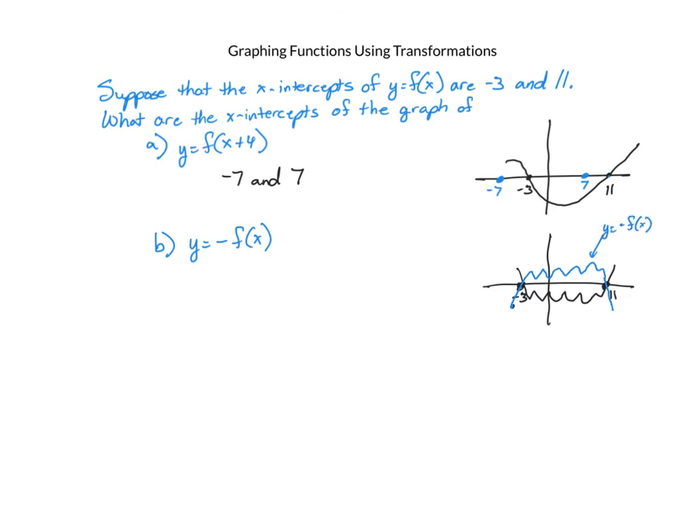And notice our x-intercepts have not changed. The x-intercepts are at negative 3 and at 11 still, because this negative would only be multiplying by the y coordinate. And our negative 3, 0 would go to negative 3, comma, negative 0, which is still negative 3, 0. Similarly, 11, 0 would just go to 11, 0.